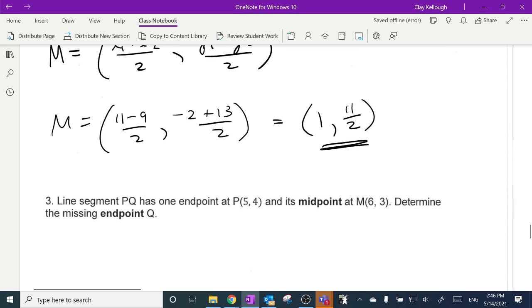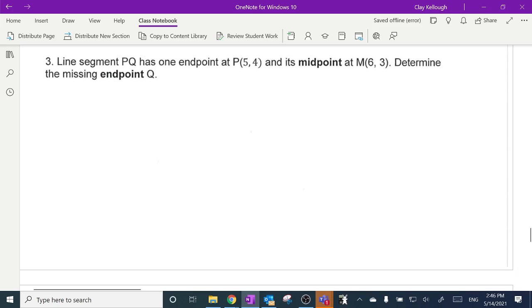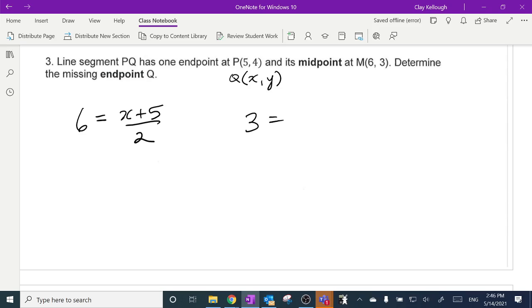Okay, all right. Then there was a whole bunch of these in the homework, and there's a few of them on the review that you can practice. Let's do some algebra. If the midpoint is 6, 3, that means that I know 6 is some unknown x coordinate. See, Q has coordinates x, y. I don't know what x, y is, but I know that x plus 5 divided by 2 has to be 6. And I know that 3 is the average of these two y coordinates. So I just solve these as two separate equations, and that's my coordinates for Q.